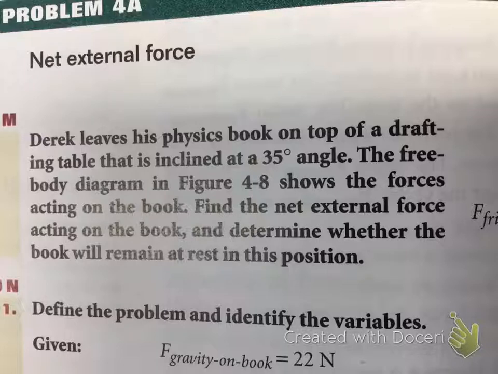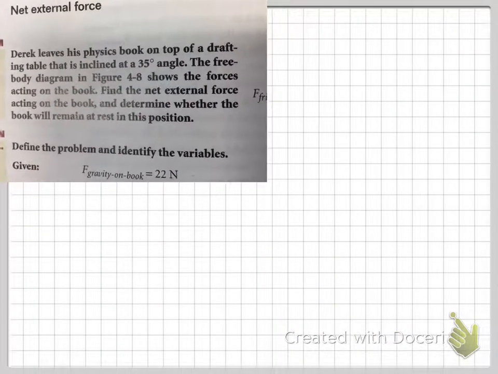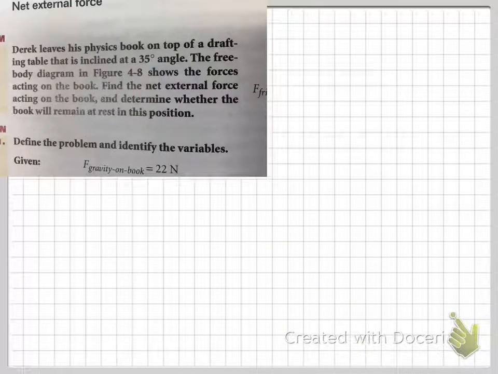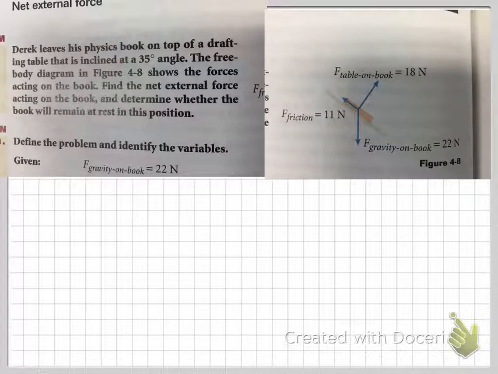Okay, so Derek leaves his physics book on the top of a drafting table inclined at a 35-degree angle. Now, they gave you a free body diagram. Of course, that's not usually the case. Free body diagram shows the forces acting on the book. Find the net external force acting on the book, and determine whether or not the book will stay in position. And the free body diagram they give us looks like that. We do a lot of objects on slopes, and so you do have to get used to that.